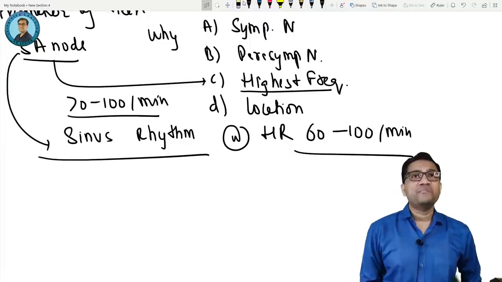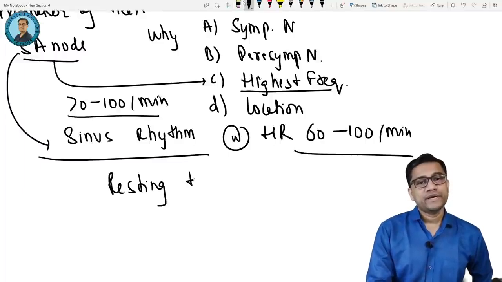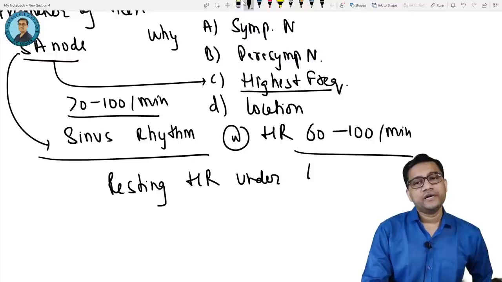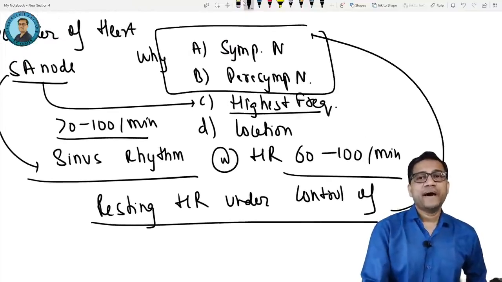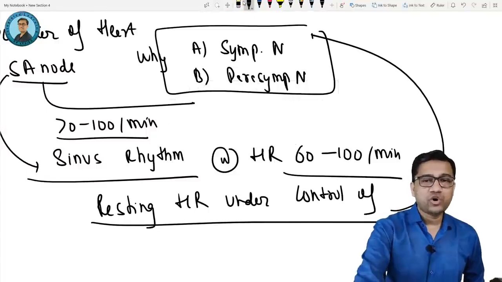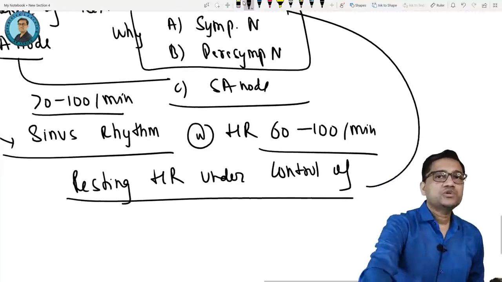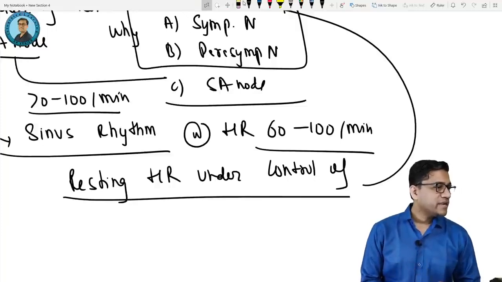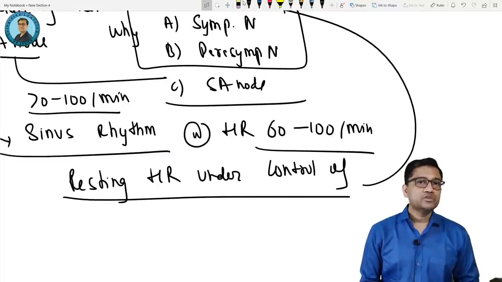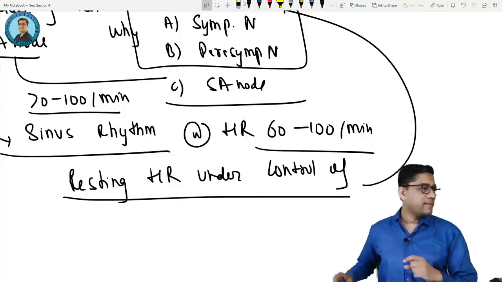Now one question: what controls the resting heart rate? Resting heart rate is under the control of, again I will give you options: sympathetic, parasympathetic, or none, it is autonomic, automatic. C is only the SA node. So three options. Question number two: resting heart rate is under the control of what? Tell me. SA node, sympathetic, parasympathetic. Answer.